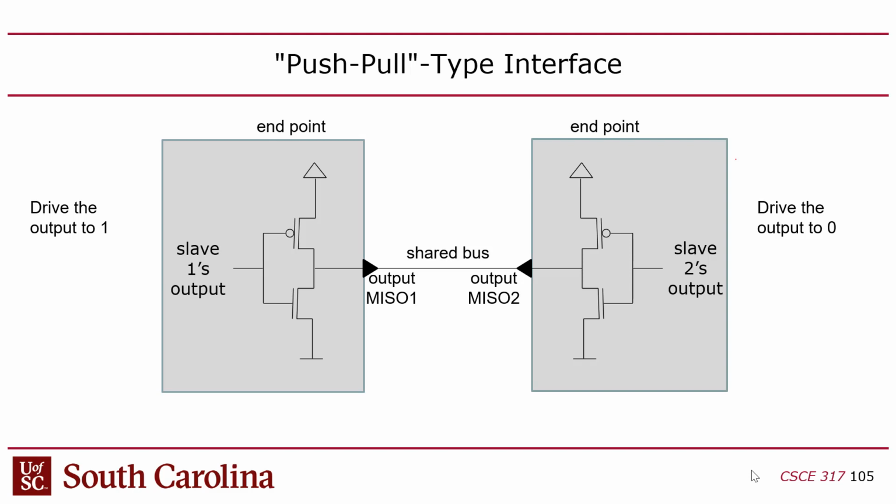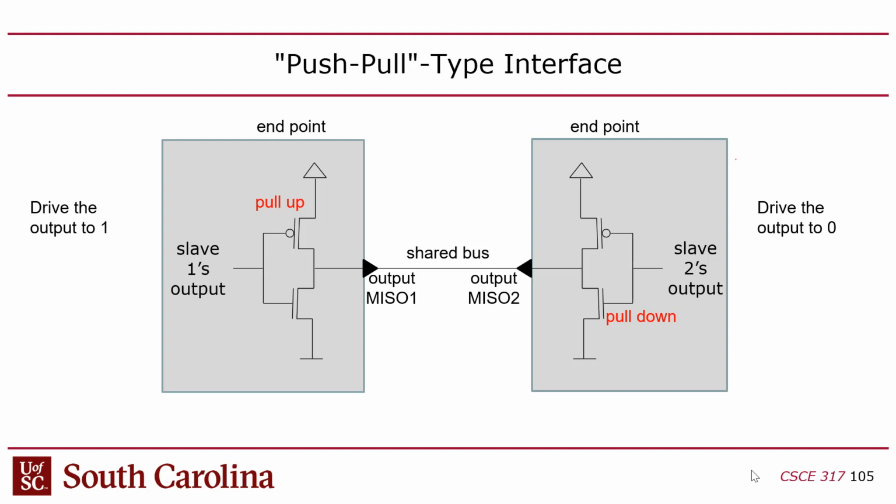The problem here is that if I have 2 slaves, they're both connected to MISO, and let's say one of them pulls up, turns on the PMOS, and the other does the opposite. Keep in mind, these are endpoints, so these are chips inside these boxes, and this is the wire that connects them across the circuit board. Or it could be a cable, a circuit board trace, or an on-chip trace.